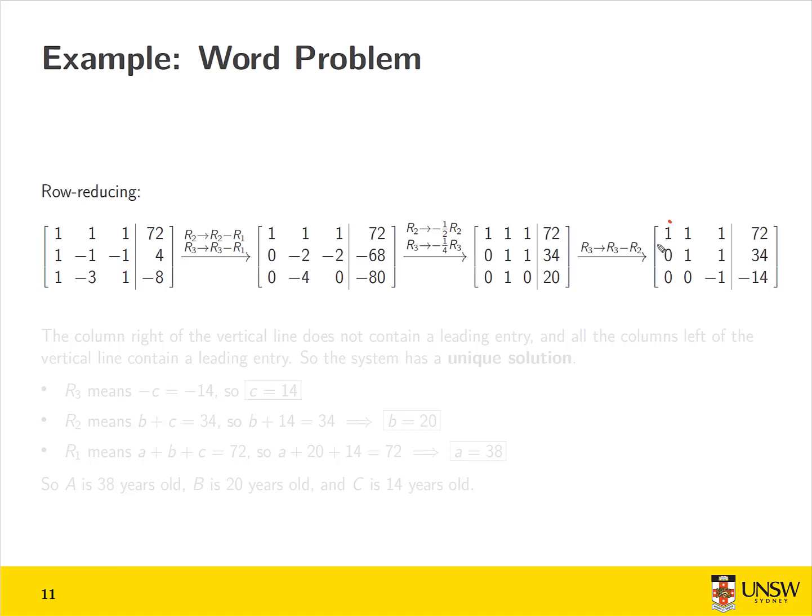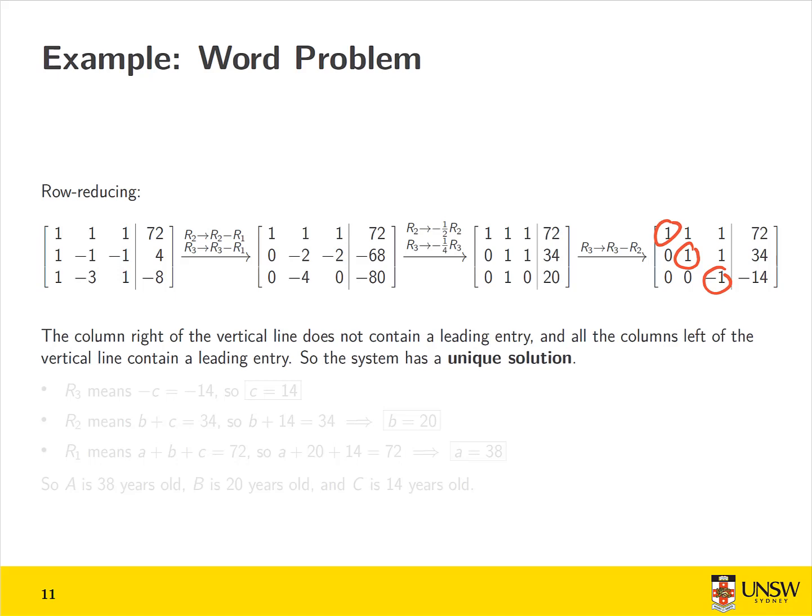The leading terms are here, here, and here. The rightmost column doesn't contain any leading terms, and each of the columns left of the vertical line does contain a leading term. So this system has a unique solution.